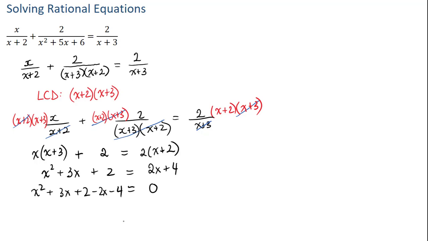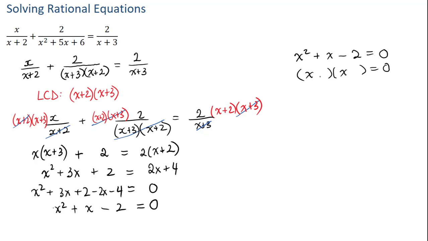And now collecting like terms, we'll have x squared, 3x minus 2x gives us plus x, and 2 minus 4 gives us minus 2. Now that we have this quadratic, we check first, can we factor this as much as possible? If it's not factorable, we would use the quadratic formula. It looks like this one is possible to factor, so let's do that. We will have (x plus 2) times (x minus 1).